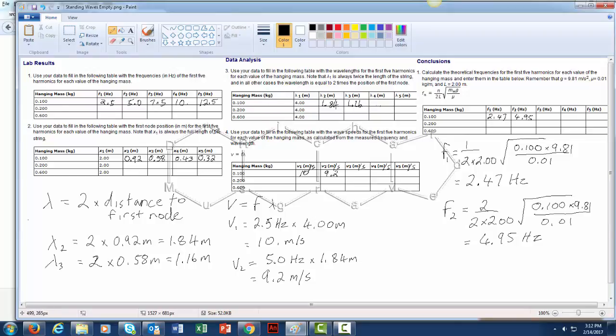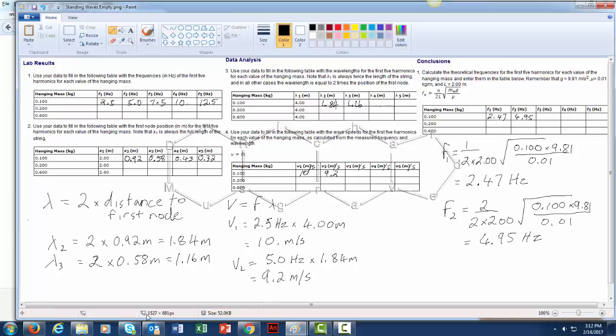This was the data that you collected during the lab, and obviously I'm expecting that you will have collected all of this data here and not just the data that I've listed, and so you'll have all of these filled in by the time you're looking at this video. Now I wanted to show you how you can get these values here. This is for the wavelength. This is lambda, and it's going to be simply 2 times the distance to the first node.